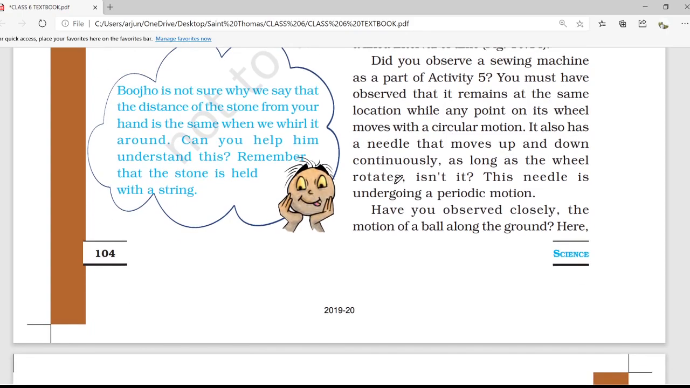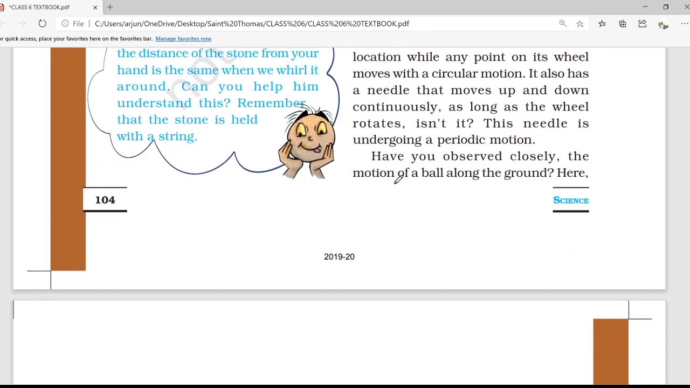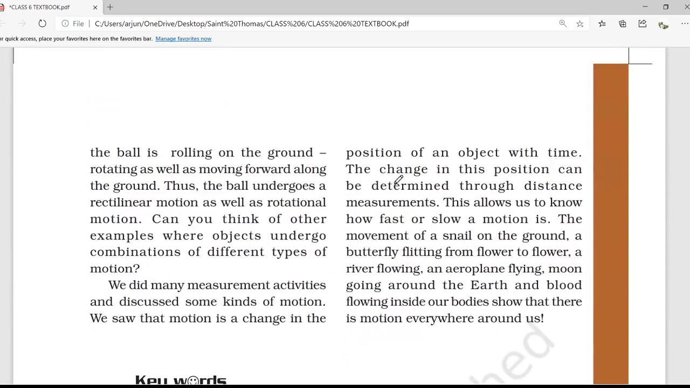Have you observed closely the motion of a ball along the ground? Here, the ball is rolling on the ground, rotating as well as moving forward along the ground. We all play cricket, right? When the ball is hit with the bat, the ball rolls on the ground and covers some distance. Thus, the ball undergoes a rectilinear motion, which means the ball is moving on a straight path, as well as rotational motion. It is circulating.